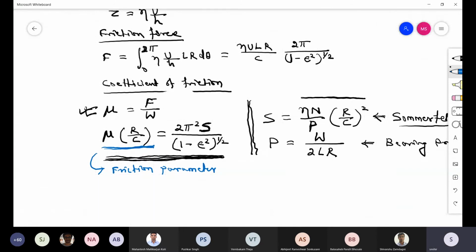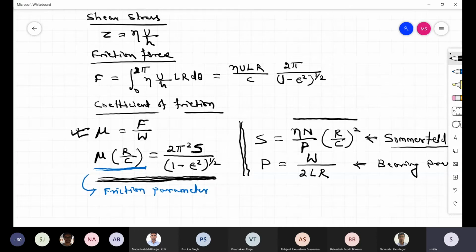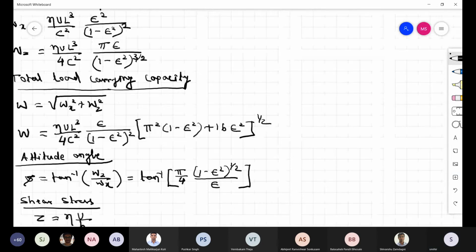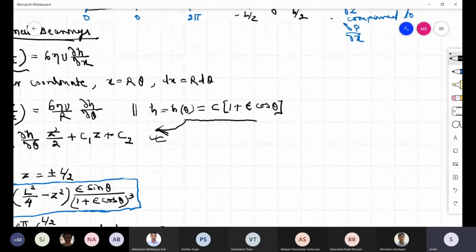Now after calculating coefficient of friction or friction in this bearing, this is what we generally do for any lubrication problem: we calculate the pressure profile. From the pressure profile we calculate the load carrying capacity. Then from the pressure profile we calculate shear stress, friction force and coefficient of friction. Now, as I say, this is a narrow bearing. As this is a narrow bearing, let us go back to the picture here. This is a narrow bearing.